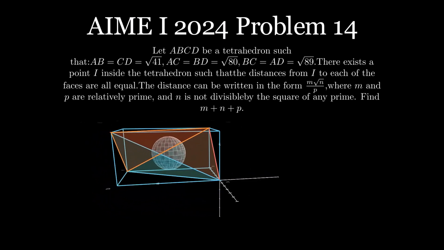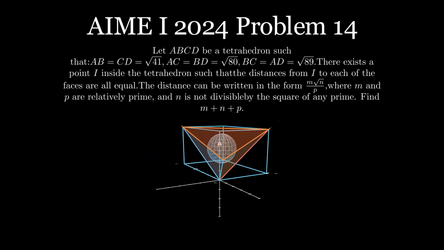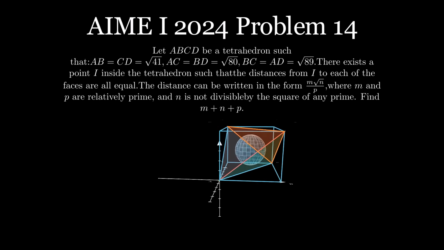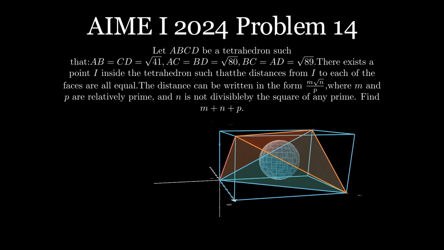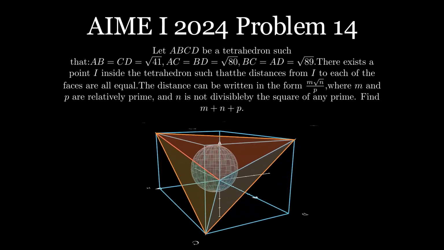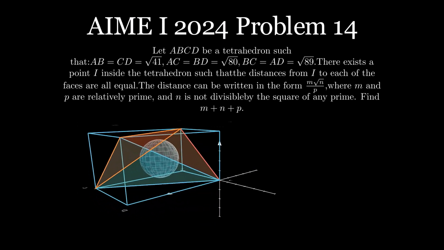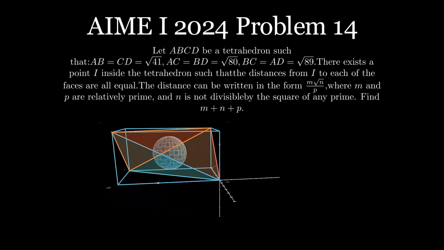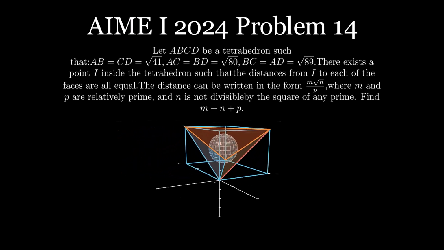There exists a point I inside the tetrahedron, such that the distances from I to each of the faces of the tetrahedron are all equal. This distance can be written in the form m square root of n divided by p, where m, n, and p are positive integers, m and p are relatively prime, and n is not divisible by the square of any prime. Find m plus n plus p.